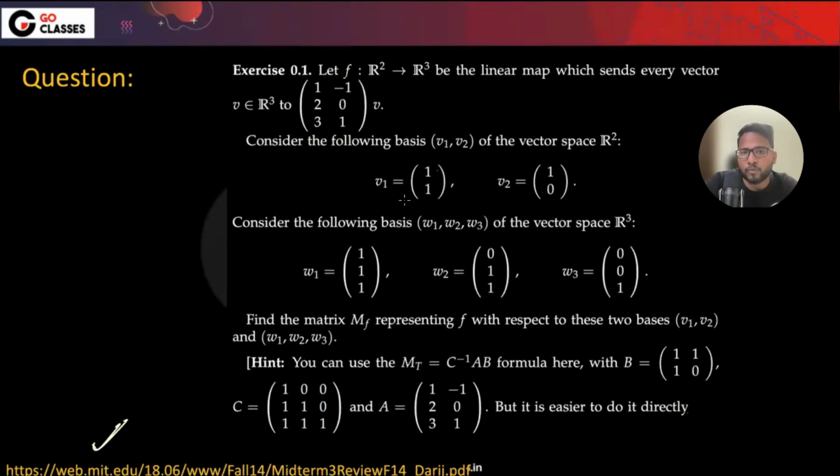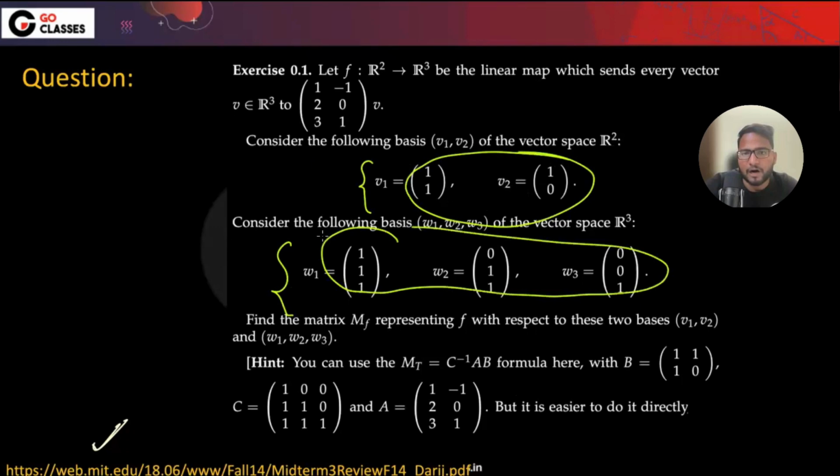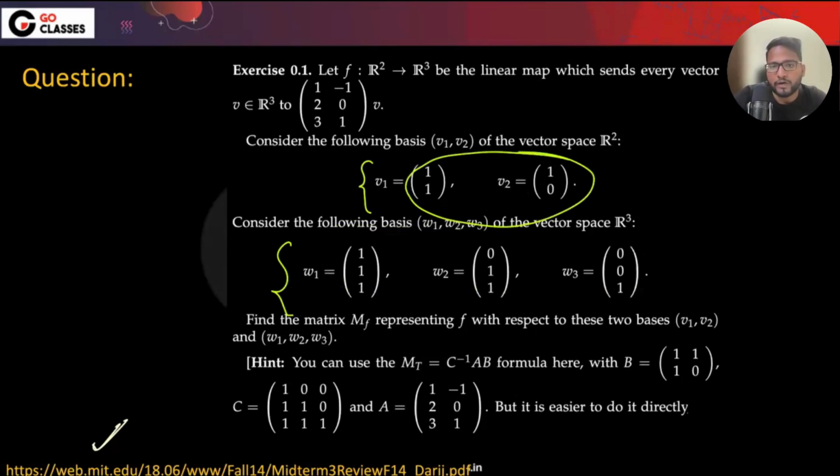Consider these two bases. Let's suppose this is the input basis and this is the output basis. Are these standard bases? No, these are some arbitrary bases. That is fine. Now they are saying find the matrix representation MF representing F with respect to these two bases.